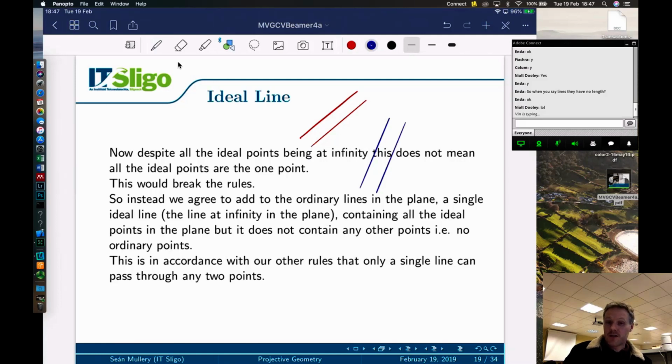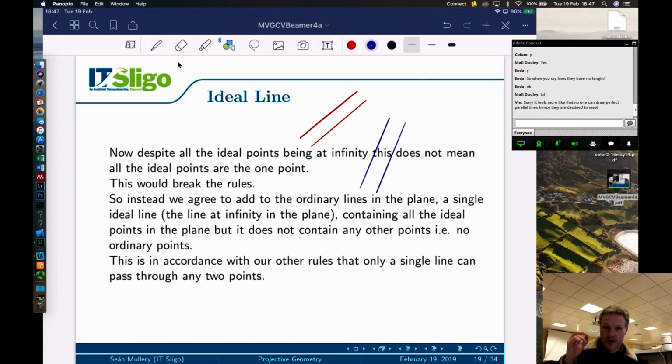So instead we agree to add to the ordinary lines in the plane a single ideal line. This is different from our other lines. This is an ideal line now, which again is not one that's going to be easy to draw. And this is the line at infinity in the plane. It contains all the ideal points in the plane, but it does not contain any other points, i.e. no ordinary points. So previously we discussed a line could only have one ideal point in it, but that's ordinary lines. This is an ideal line and it can have all of the ideal ones in it. This is in accordance with our other rules that only a single line can pass through any two points.